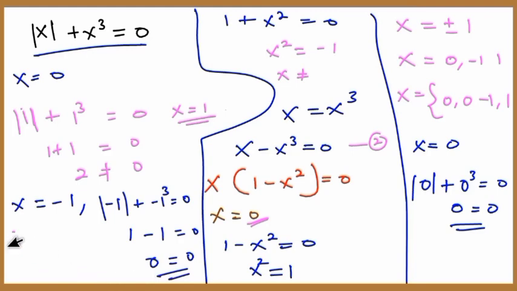So therefore, my true solution for this equation will be x equals 0 and negative 1. So this is my true solution for this equation, 0 and negative 1.